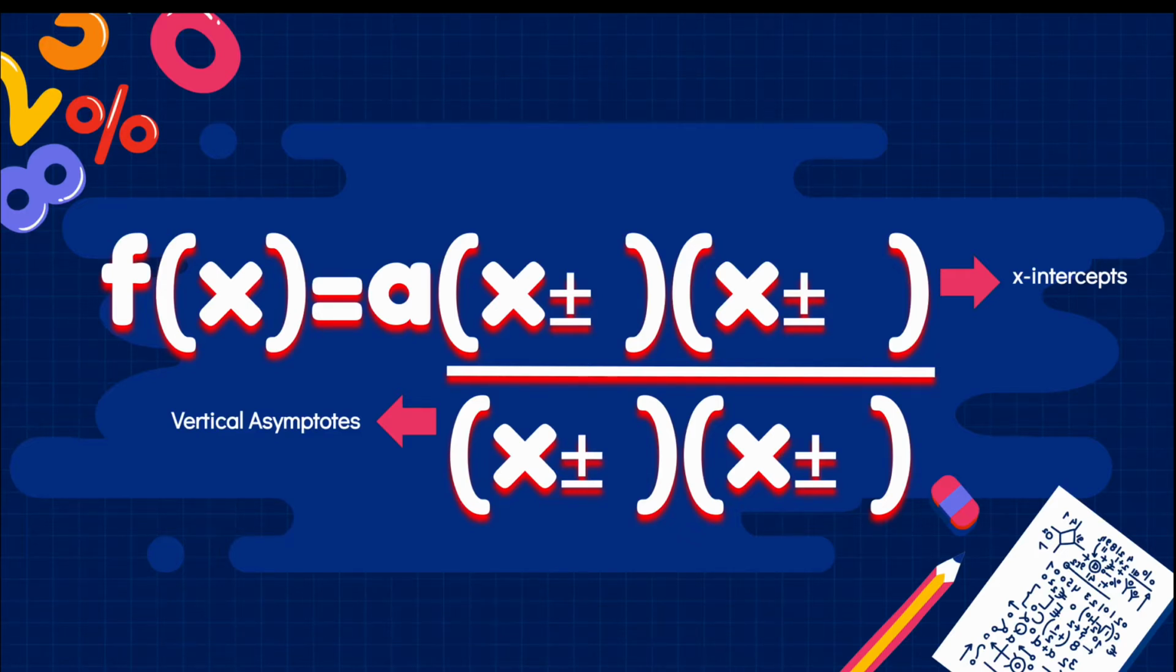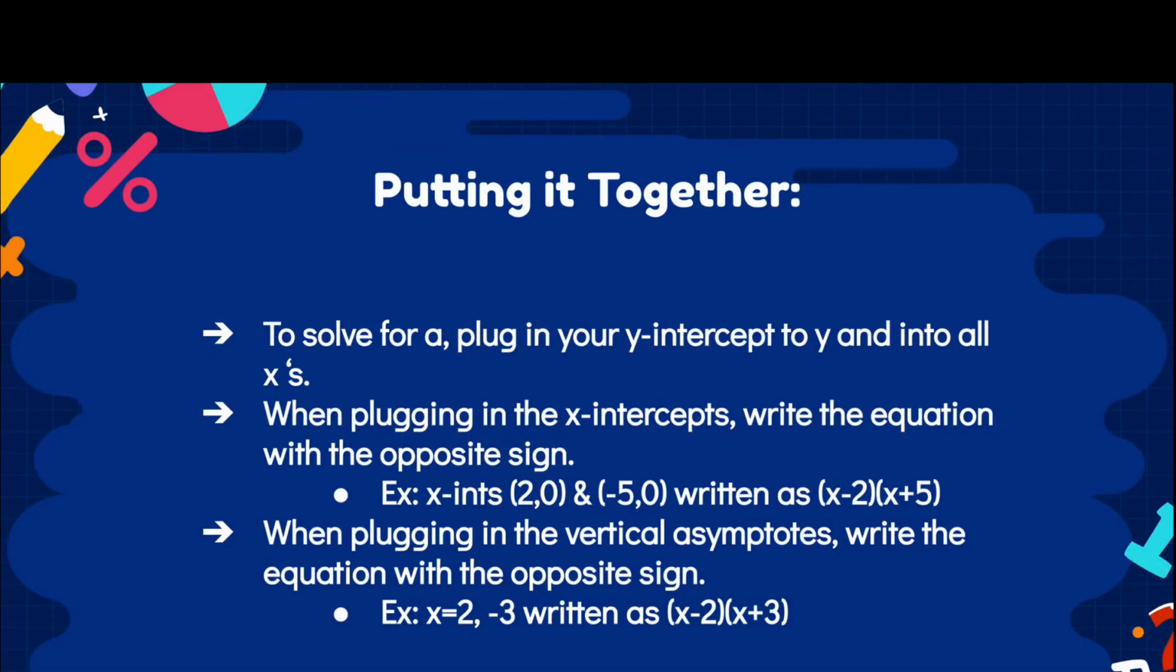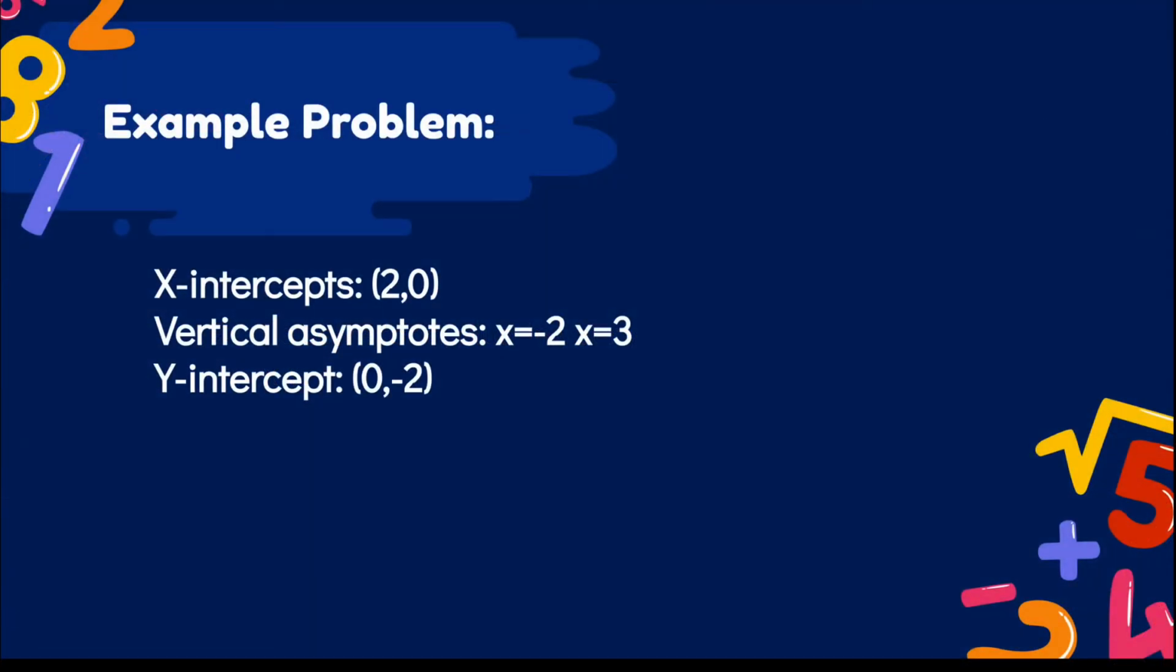Numerator is where the x-intercepts are located. The vertical asymptotes go in the denominator. The a is what you get when you plug in the y-intercept. Remember, when you plug in the x-intercepts, it should be the opposite sign. This also applies to the denominator. When the lines are moving in the same direction towards the same vertical asymptote, the degree of that parentheses should be 2. When going in the opposite direction, the degree will be 1. Here are the variables to the example video coming next.